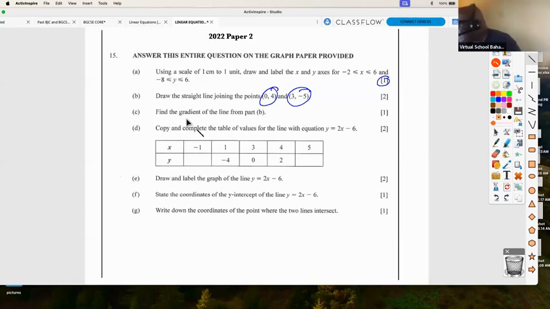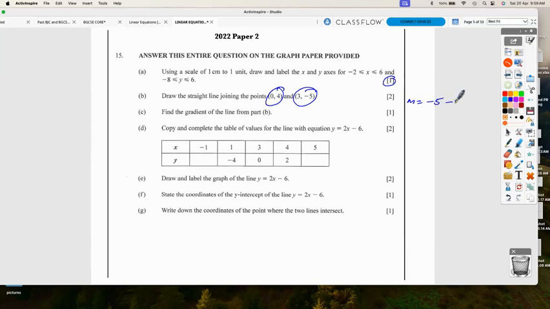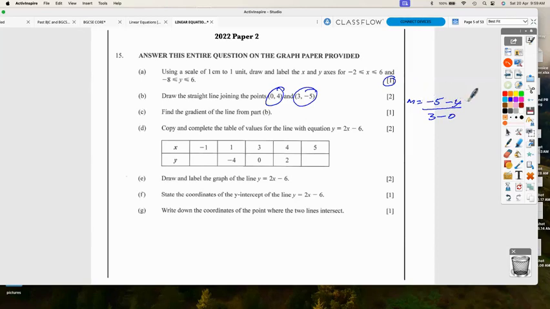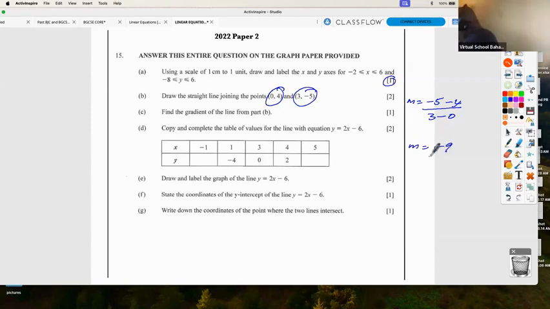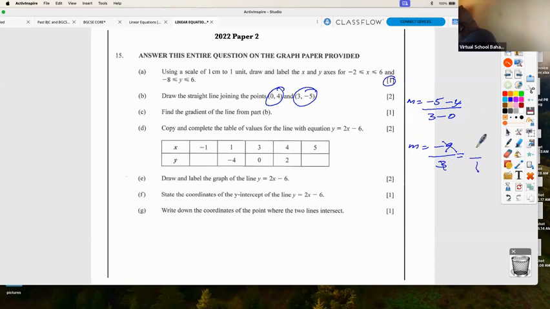So I draw that. Now they say find the gradient of the line from B. So I'm going to use those 2 points. I don't have to go on the graph if I can work it out right here. So what do I do to find my gradient? What is my y2? -5. I'll give me -5 take away minus 4 over 3 minus 0. So when I work out the top, what will I get there? -9 over 3. We remember we do it in simplest form. 3 into 3, 1. 3 into 9, 3, but this is a -3. So our gradient is -3.